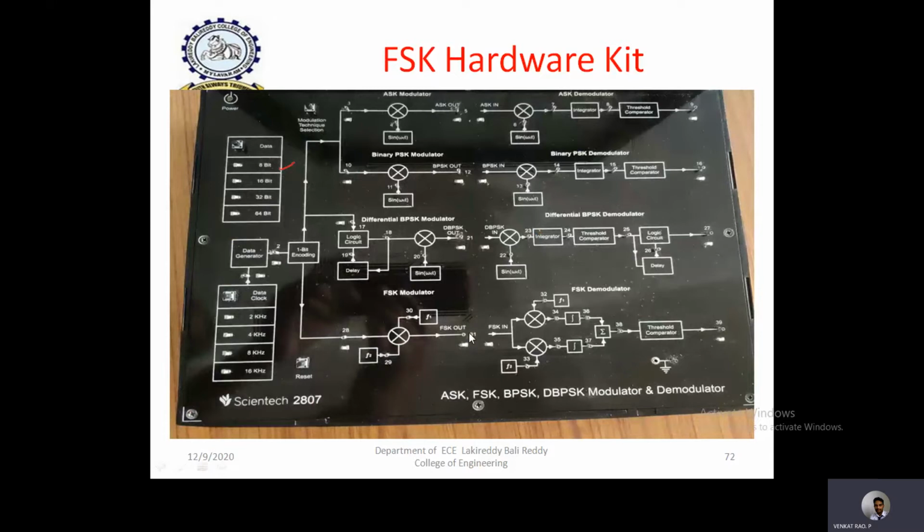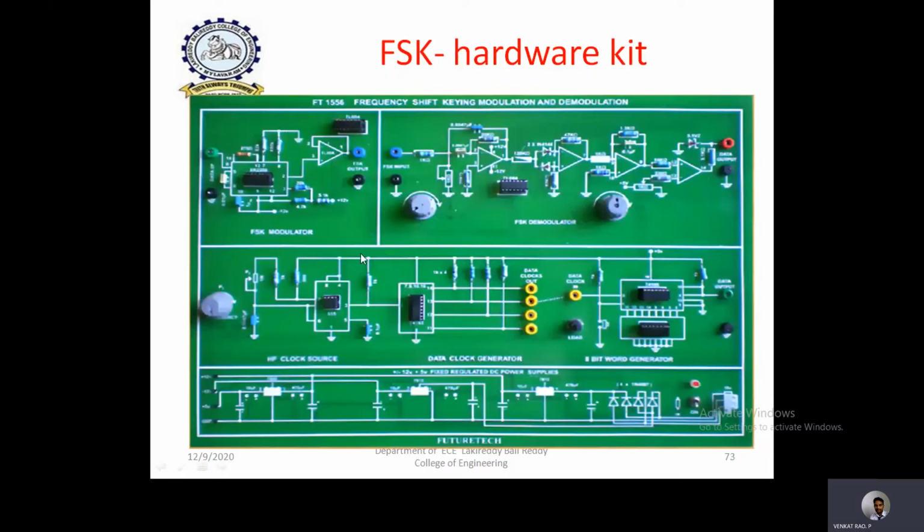So directly you can observe the FSK output here and the demodulation here. There are no connections here, directly you can observe. And here also these are the different types of inputs they are generating from this data generator, right? For example, if you connect any one of these to here, that particular data is going to be generated as ones and zeros pulses here.